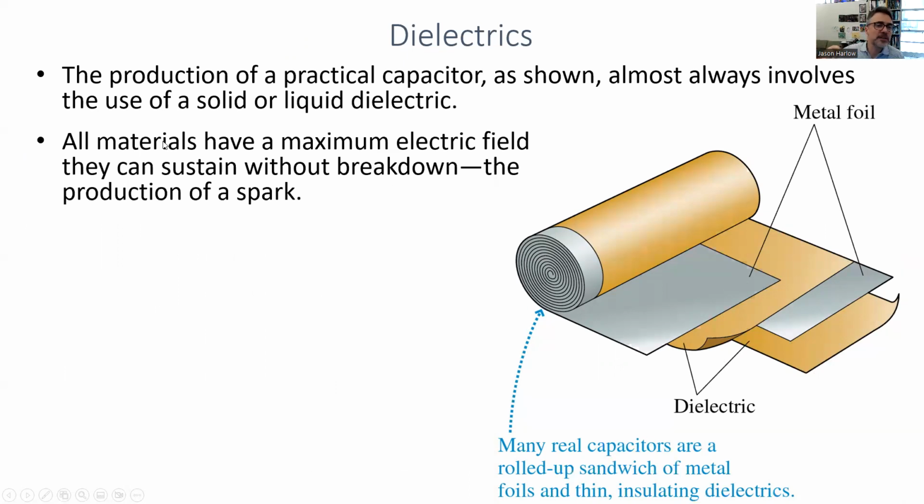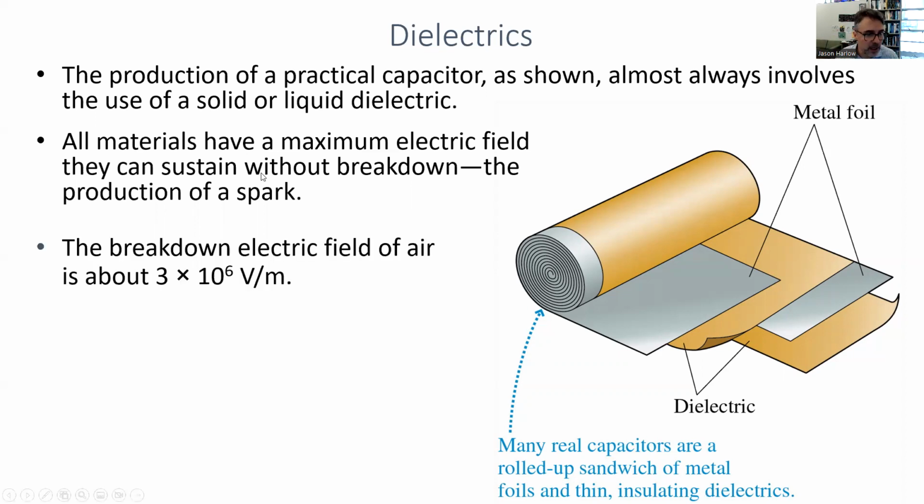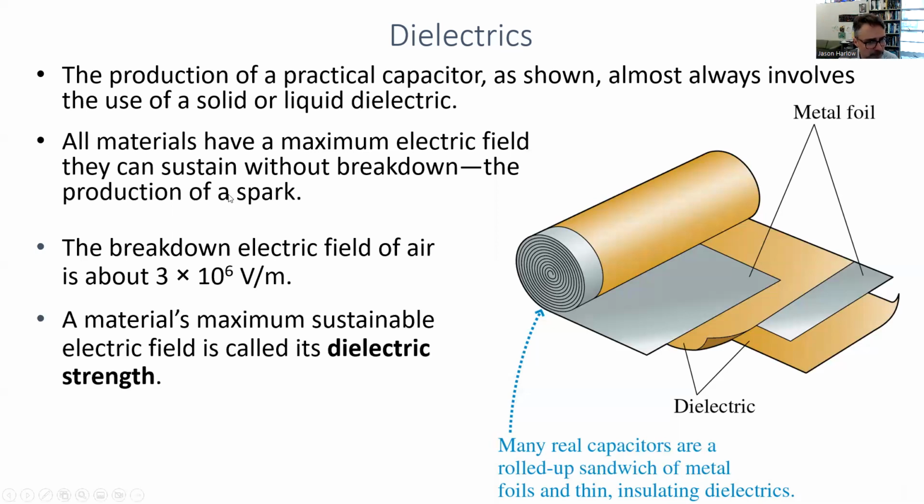Okay, and last thing, all materials have a maximum electric field that they can sustain without producing a spark. At least with solids, this will happen. So, for example, if you think of lightning, that happens when the electric field is greater than 3 million volts per meter. Up to that, like 2 million volts per meter, you can sustain a voltage difference, and the air is an insulator. Above 3 million, the air actually becomes a conductor, and you get a great big spark there. So a material's maximum sustainable electric field is called its dielectric strength.